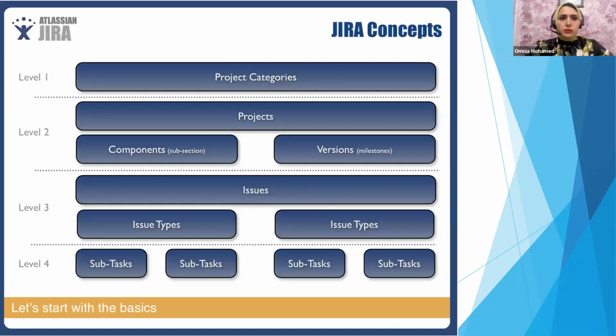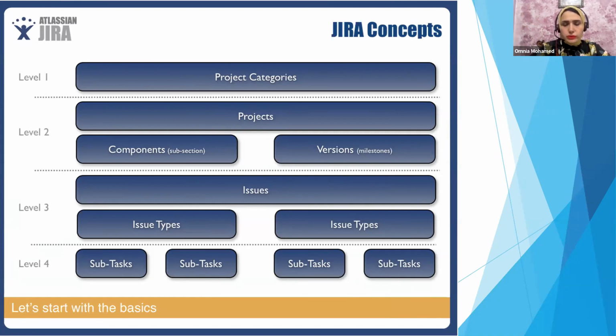JIRA concepts. It's very important to understand these concepts in JIRA, because we will work on JIRA around them. We have project categories. It is something like how we classify projects. Sometimes we have 10 or 11 projects under one product line, so because of that they have project categories. Then under every project category, there is a project.